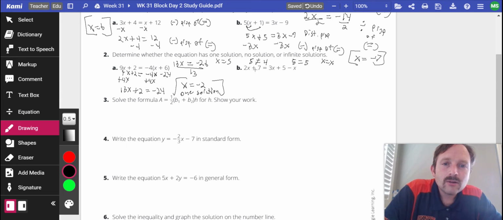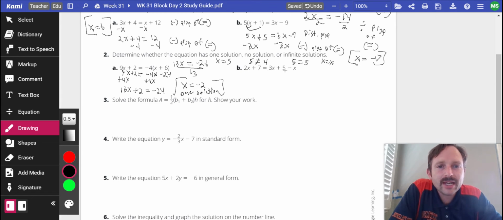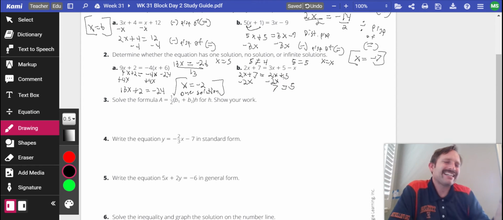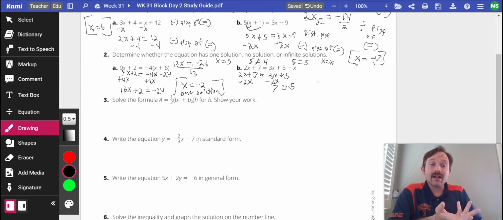Next up, we have 2x plus 7 is equal to 3x minus x. Oh, wait a second here. If I do 3x minus x, I'll get 2x plus 5. So 2x plus 5 is equal to 2x plus 7. Wait a second here. These are going to be weird. Let's subtract by 2x on both sides. We get 7 equals 5. That's not possible. Well, if it's not possible, then it's no solution.